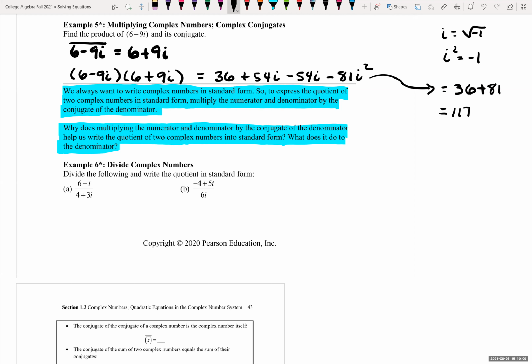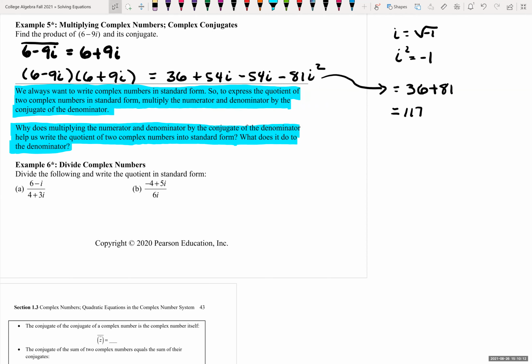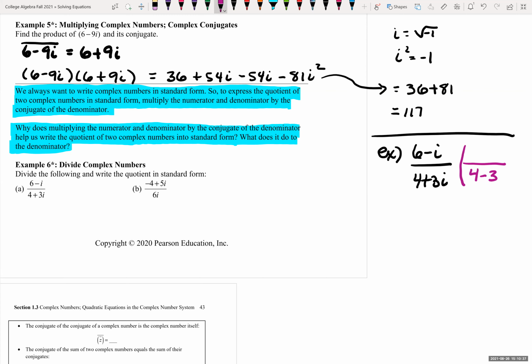And so over here, I'm going to do it on the side. Look at 6 minus i, all divided by 4 plus 3i. Okay, so this is not in standard form of a complex number. We want to divide, so we're going to multiply this by a fancy one. And that fancy one, again, is going to be the conjugate of the denominator. And so in that case, we have 4 minus 3i.